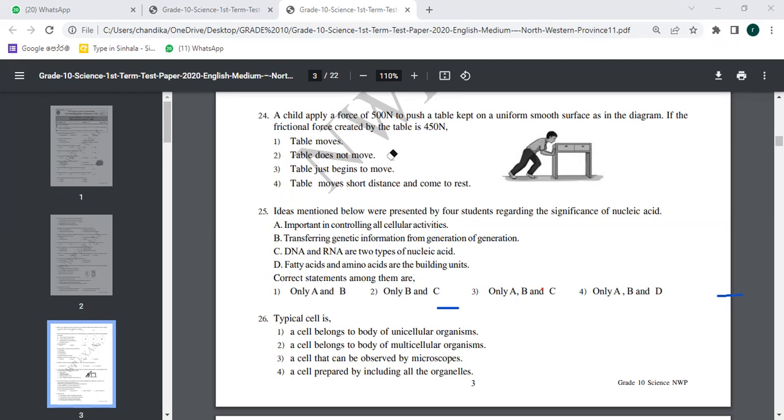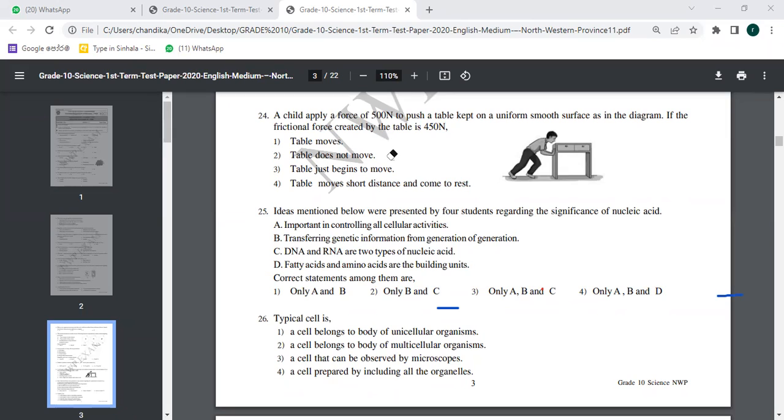There are 4 statements. A, important in controlling all cellular activities, because nucleic acids make the genes, you know. Nucleic acids make genes, so genes control all the activities. The first one is correct. B, transferring genetic information from generation to generation. That is also correct.